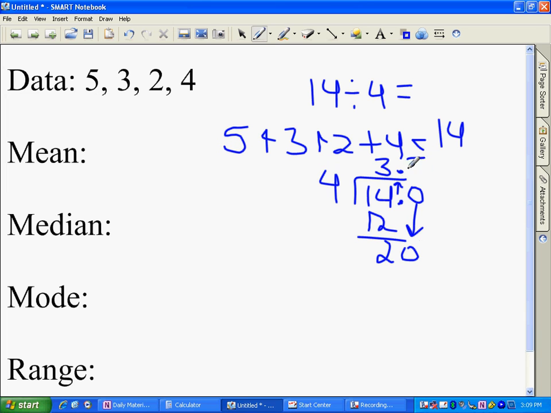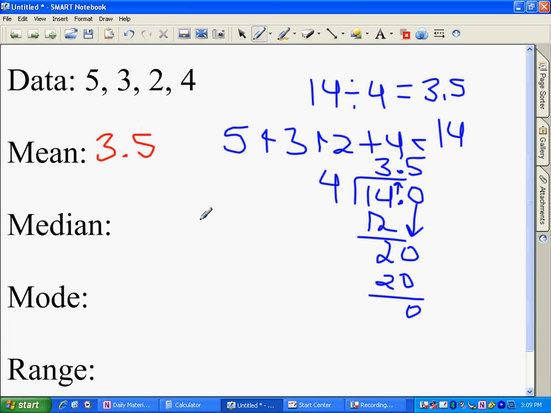And I'm going to add a 0 and bring that 0 down. 4 goes into 20 5 times. 5 times 4 is 20. I subtract, I get 0. So 14 divided by 4 is 3.5. That means that the mean here is 3.5. So that's the average of this set of data.